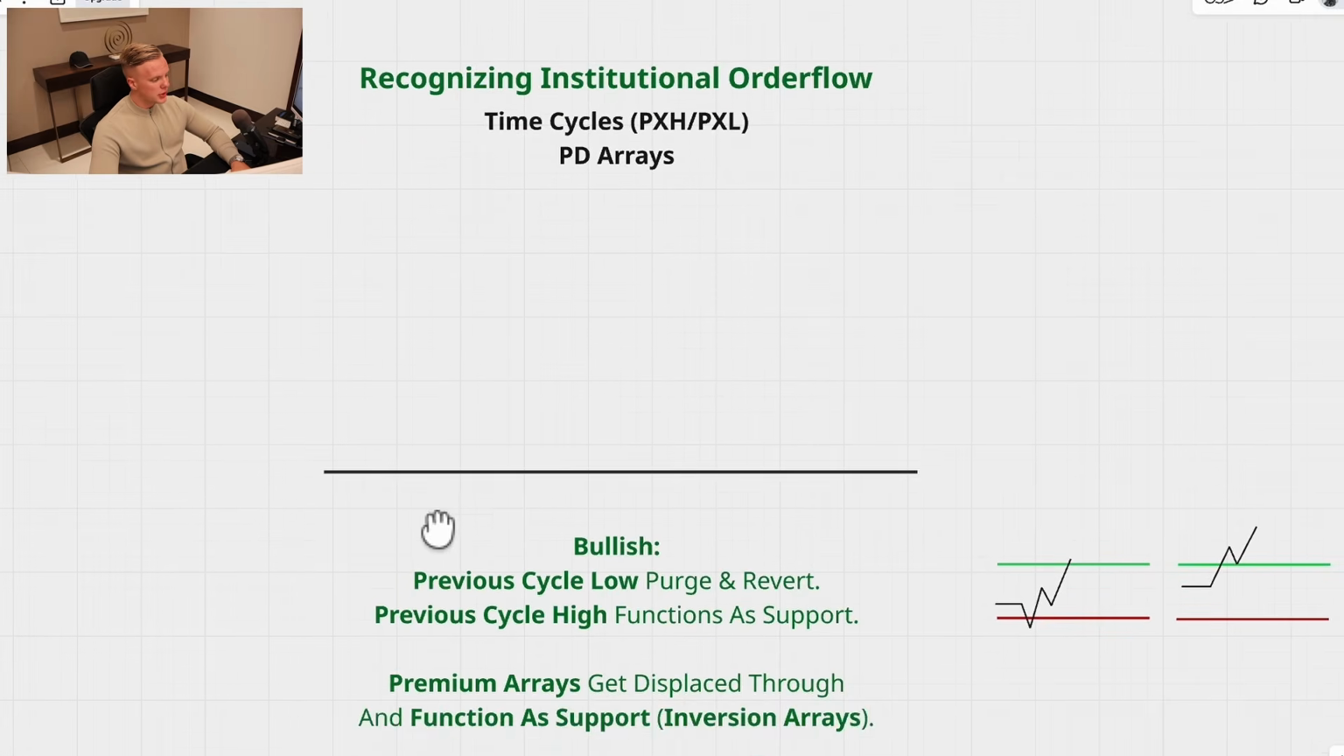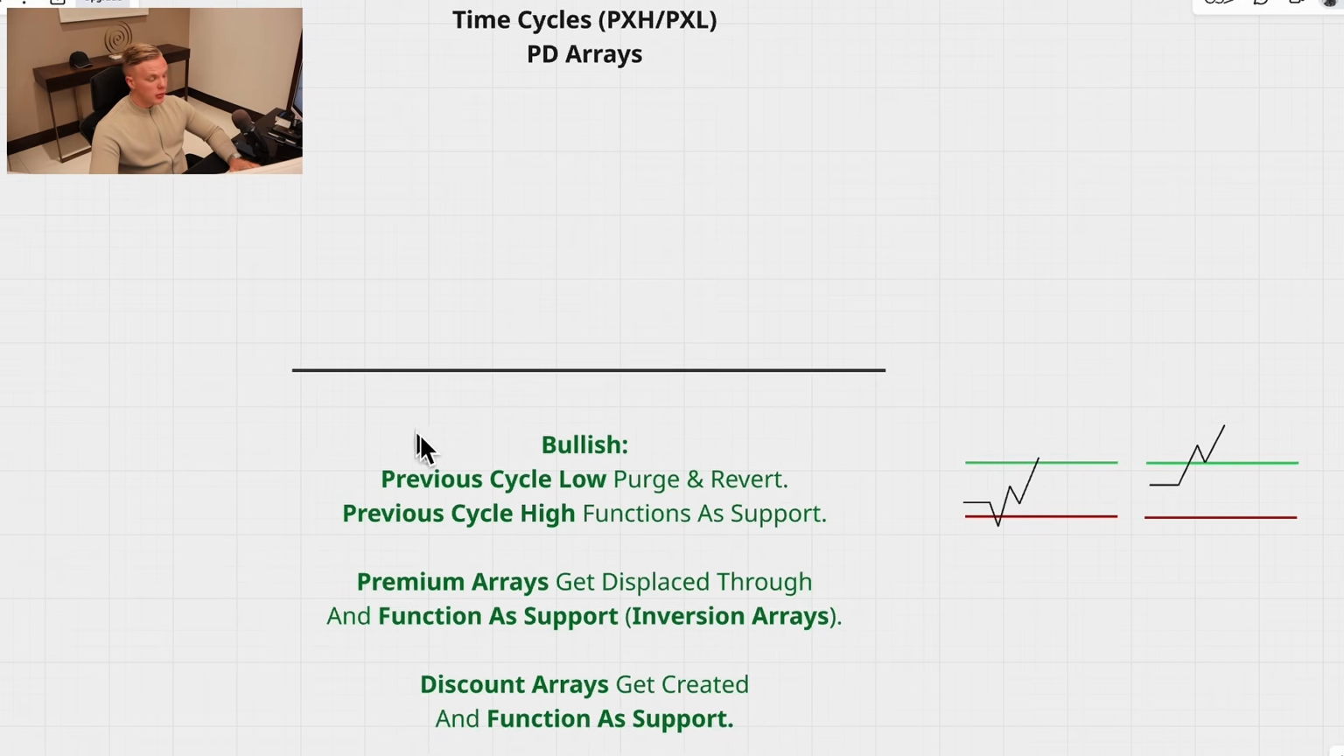When it comes to bullish institutional order flow, there are two ways that we can recognize bullish institutional order flow by paying attention to time cycles. First of all, we're going to be paying attention to a previous cycle low, purge and revert. What this looks like visually is the following, where we see a new time cycle open up, drop lower, taking out a previous cycle low, that is shown by this red line right here. And what happens there is that sell side liquidity resting below the previous cycle low gets taken out.